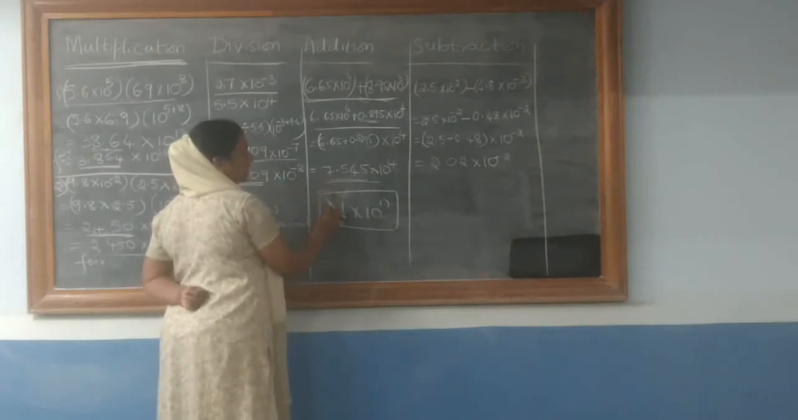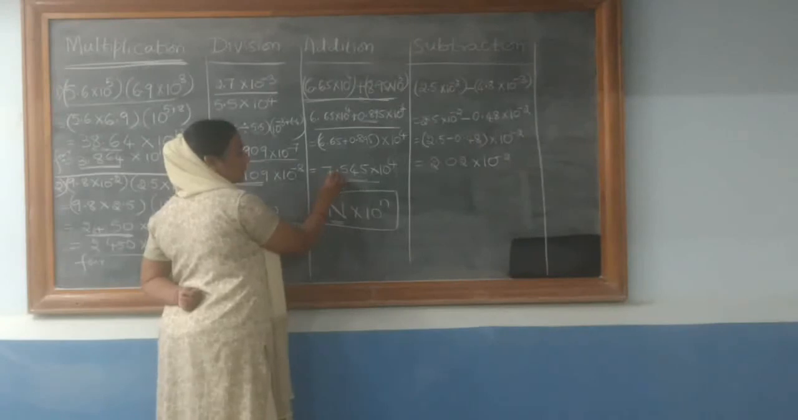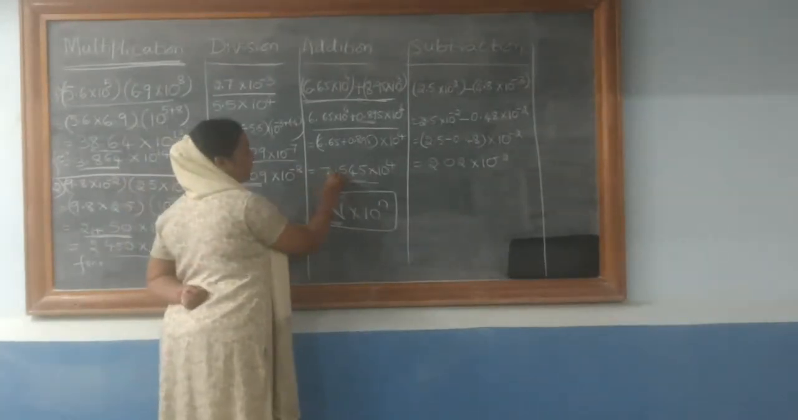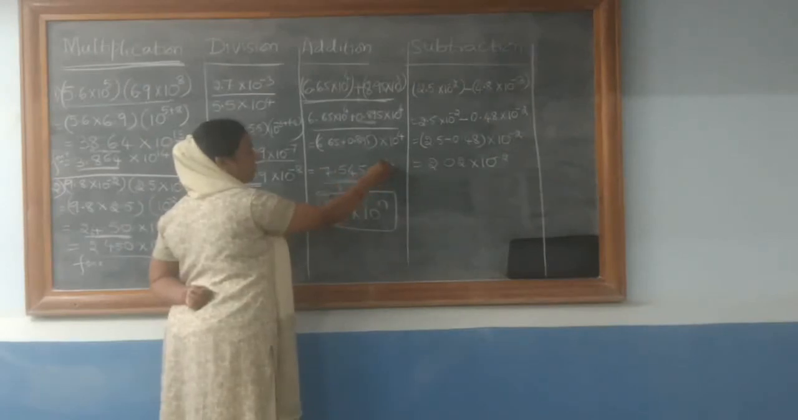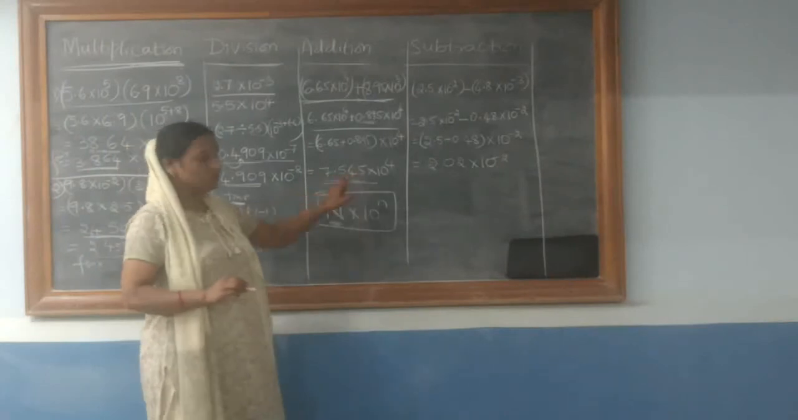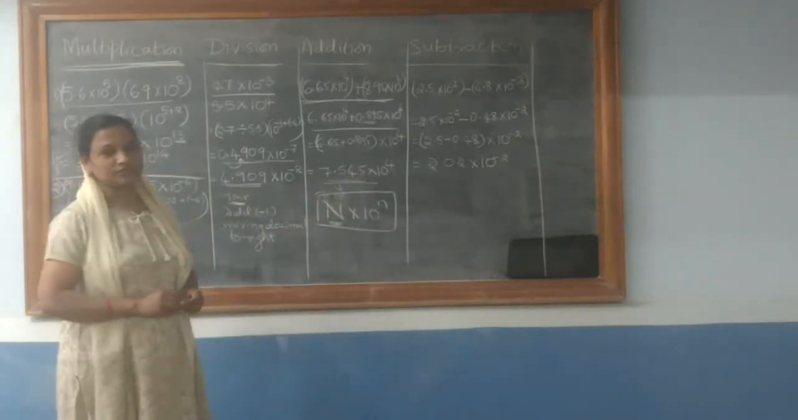So here the answer is in the form of n into 10 raised to n, with a single non-zero digit to the left of the decimal. So the answer is 7.545 into 10 to the power of 4, and there are 4 significant figures: 1, 2, 3 and 4. This is regarding the operation addition.